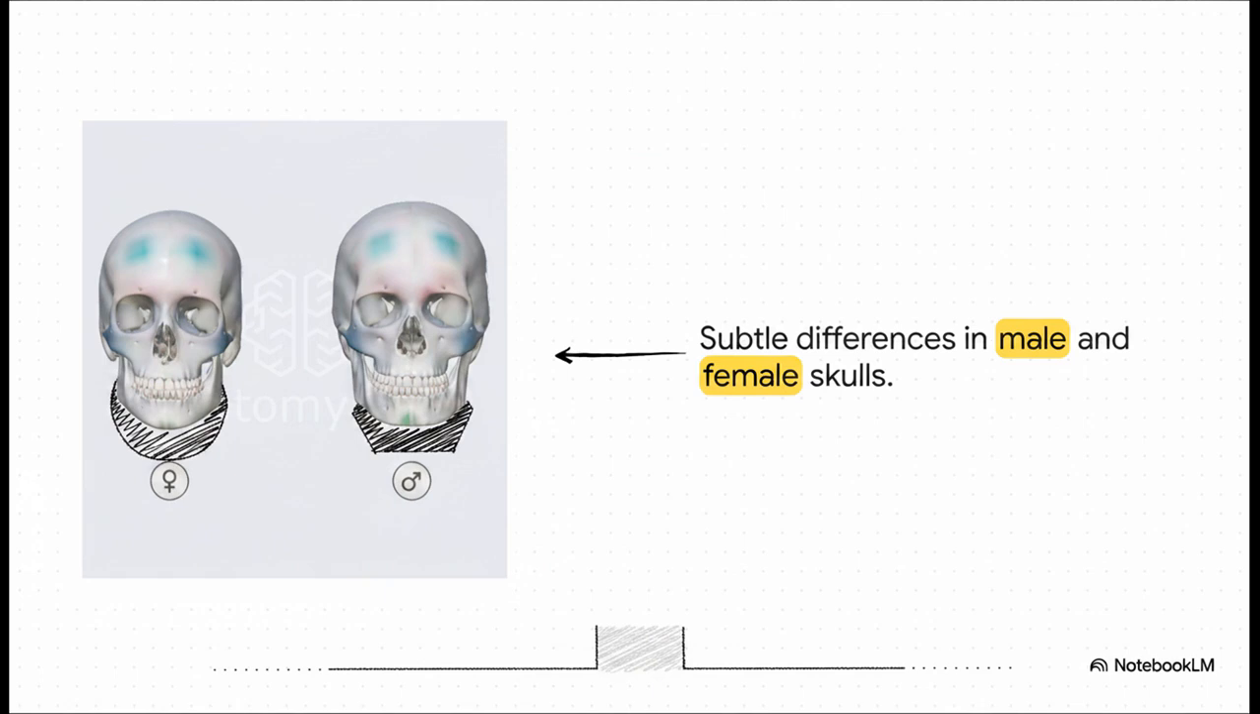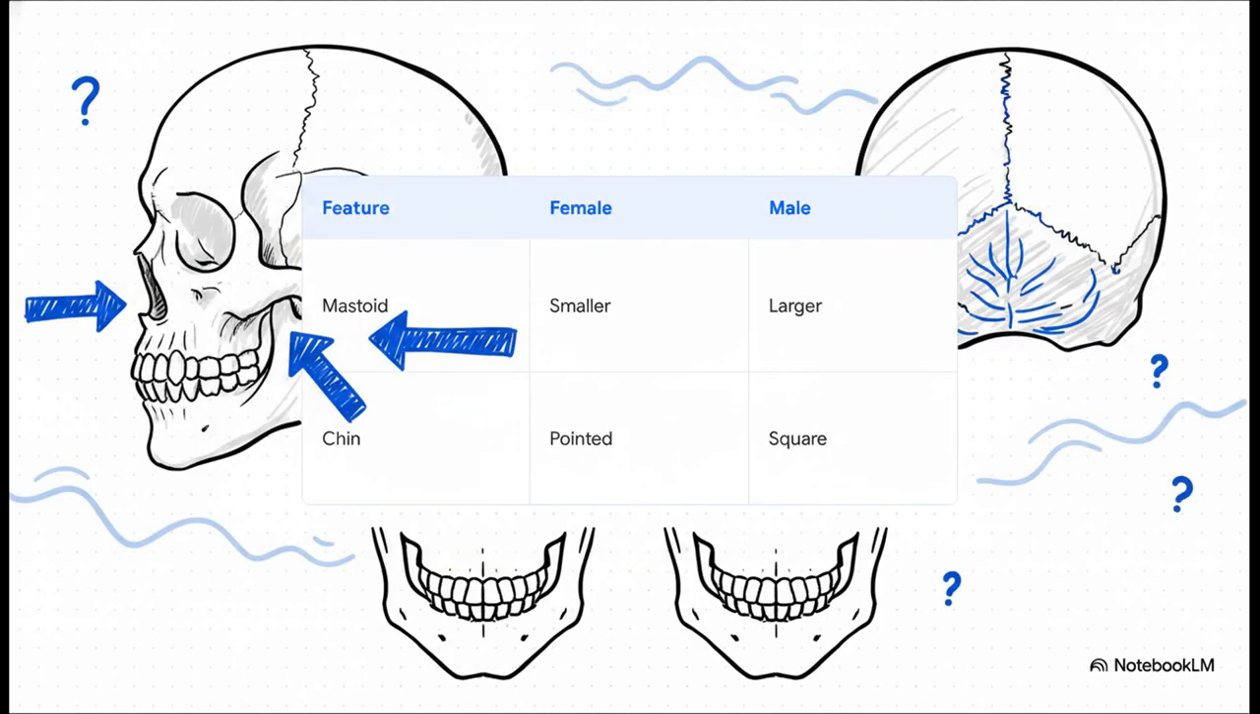Over on the left, we have a female skull, which generally features a narrower, more pointed chin. Then on the right, the male skull typically exhibits a broader, squarer chin. You can really see how the overall proportions and forms subtly shift. This table here breaks down some of those key markers.